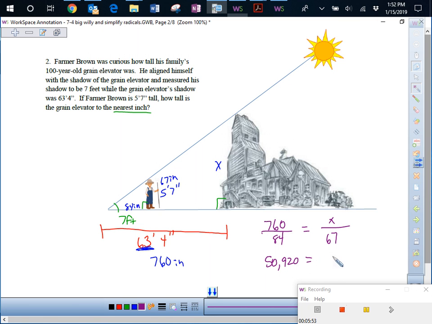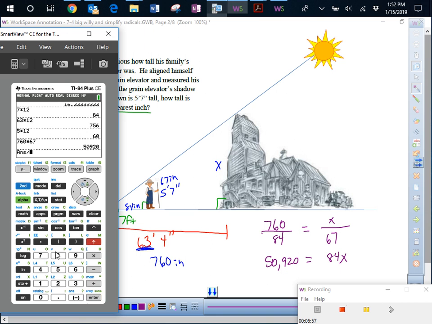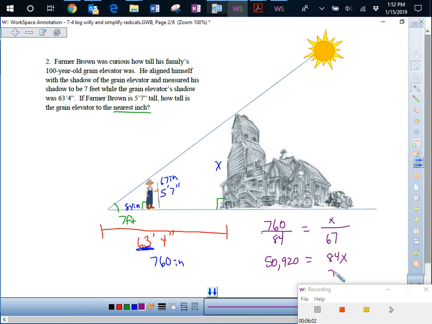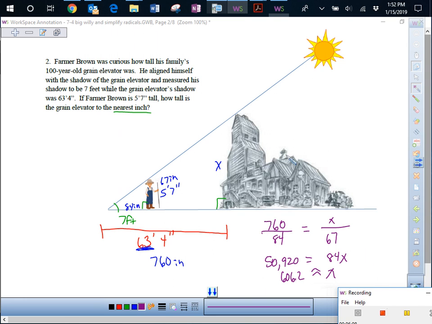50,920 equals 84x. And we'll divide by 84. And that's about 606.2. I like to actually kind of just say what it was to the nearest tenth, and then round how they tell me to round in these situations. They say round that to the nearest inch. So again, if you had 606 inches or 607 inches, it really doesn't matter because they're both kind of appropriate. So to answer this question, it's about 606 inches tall.